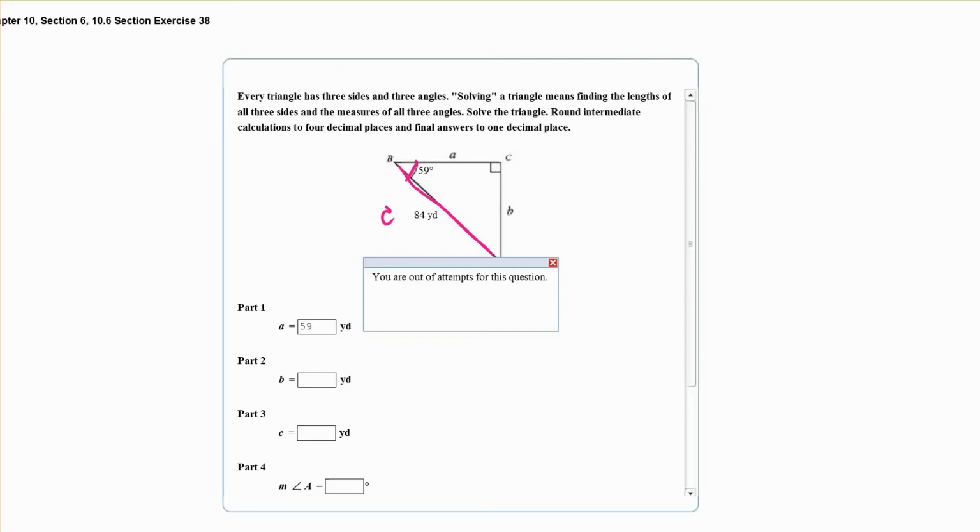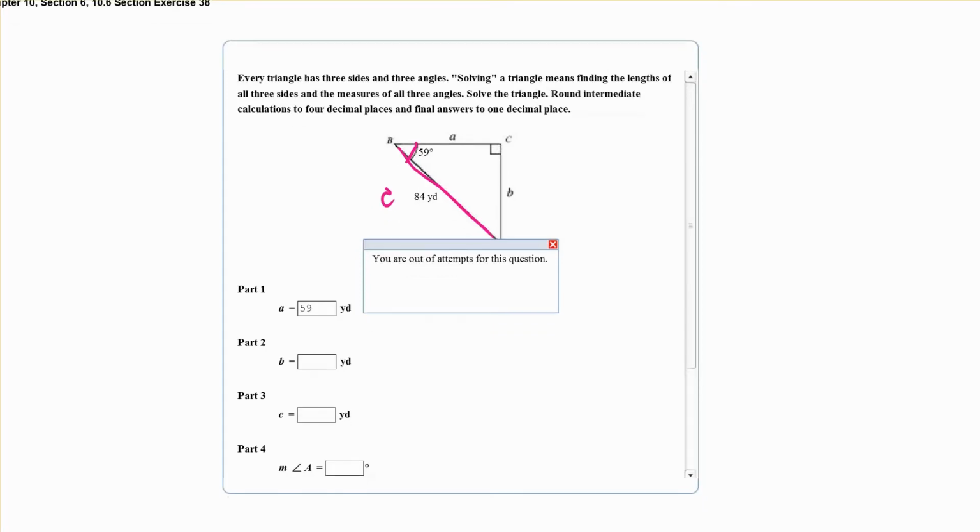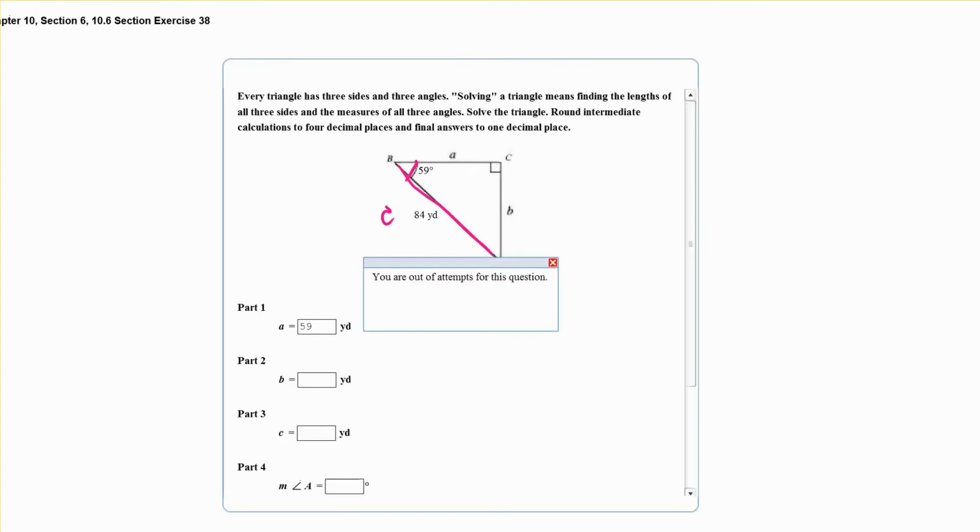So in this, I noticed that they ask for side C, so we already know that's 84 yards. We also want to know side B, we want to know side A, and we want to know angle A. Now angle A is something we can immediately find because all angles in a triangle add up to 180 degrees. So this angle C is a right angle, so 180 minus 90 minus the other 59 degree angle is going to give me angle A.